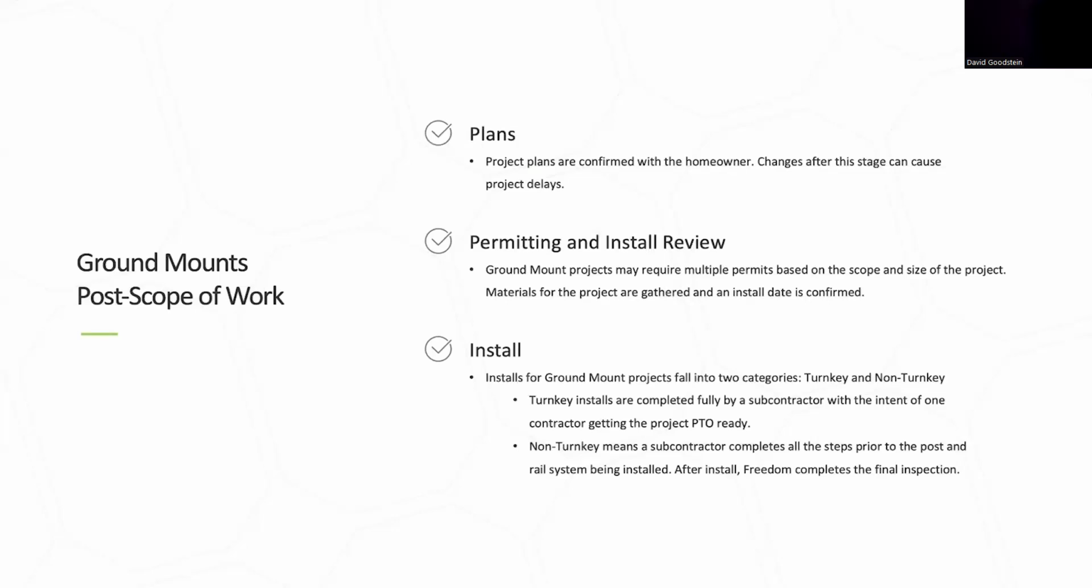There are two types of ground mount installs. They fall into the turnkey or non-turnkey category. A turnkey project is one where the subcontractor that is hired takes that project from the start of the process all the way to PTO. A non-turnkey project means the subcontractor was hired to complete the steps prior to all of the post and rail system being installed. From there, Freedom picks up the work and completes that project and gets it to PTO.